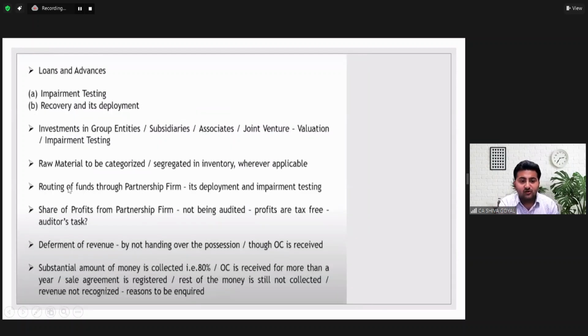I will talk about this particular point, the routing of funds through a partnership firm. The practice nowadays among real estate developers is that they are routing funds through a partnership firm. They make a partnership firm which is not subjected to audit, because if it's a company, then statutory audit has to be mandatorily done by the statutory auditor. But in case of a partnership firm, there is no such requirement of statutory audit unless there is a tax audit turnover limit that is being breached.